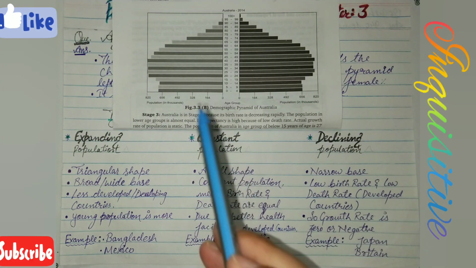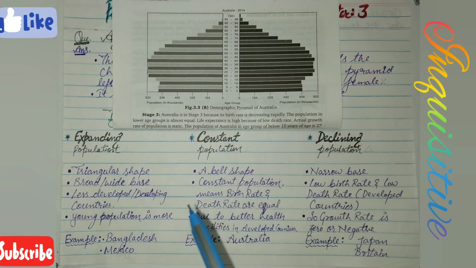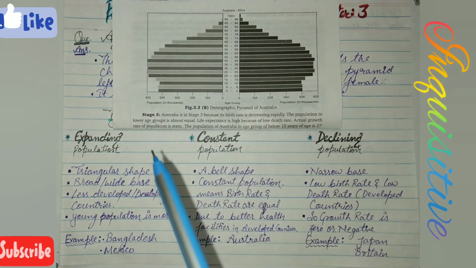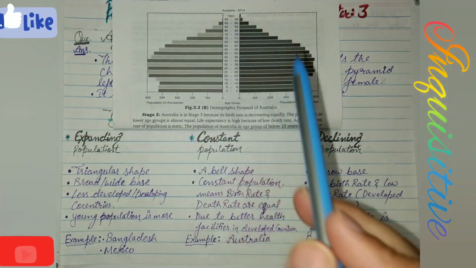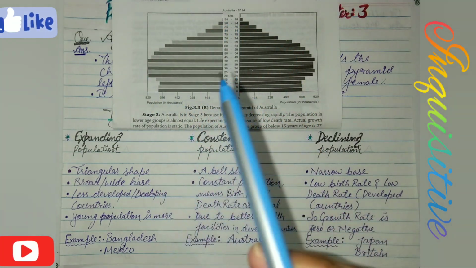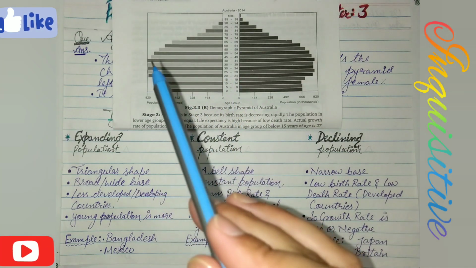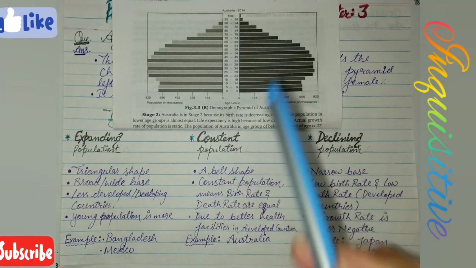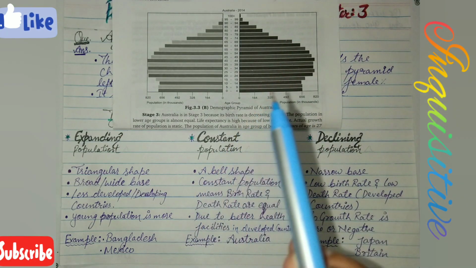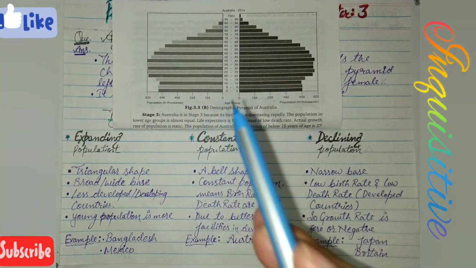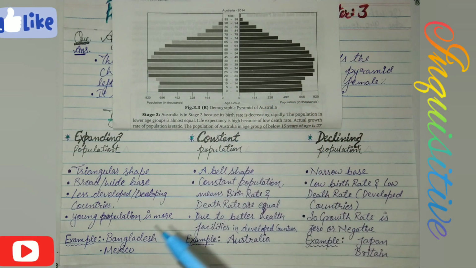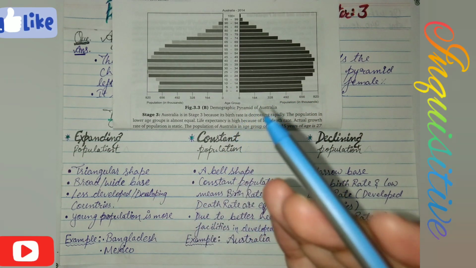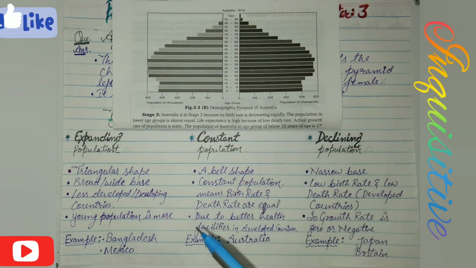Next topic is constant population. If we talk about the shape of this constant population pyramid, the shape is a bell-shaped pyramid, and in the constant population pyramid the birth rate and the death rate are almost equal, you can see over here. It happens because of the better health facilities in the developed countries. And if we talk about the example of this constant population, the answer is Australia.